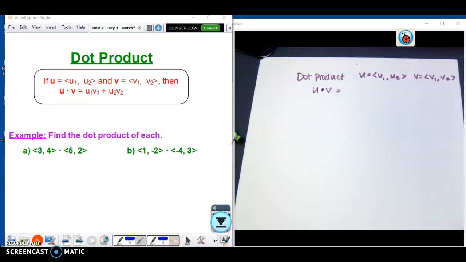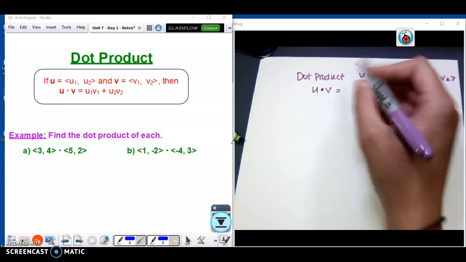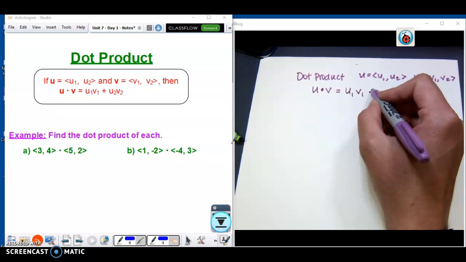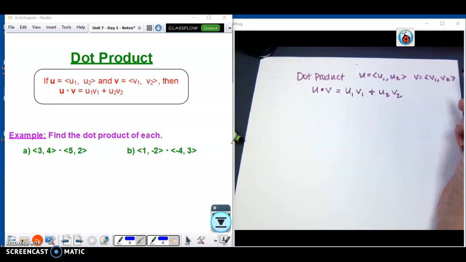You're actually not going to end up with a vector. You're going to end up with just an answer. Okay, so just a single integer or number. So when you do the dot product, you are multiplying u1 times v1. So in other words, multiply your x values together, but then it's plus, and then you're going to multiply your y values together. Okay, so you should end up with a value, not a vector.